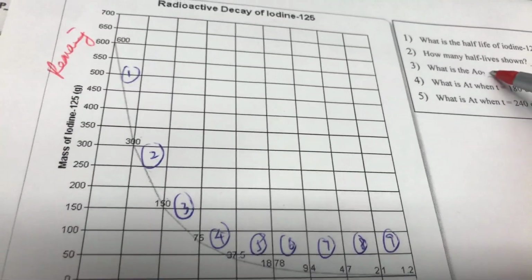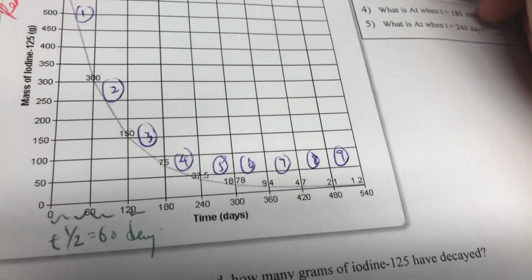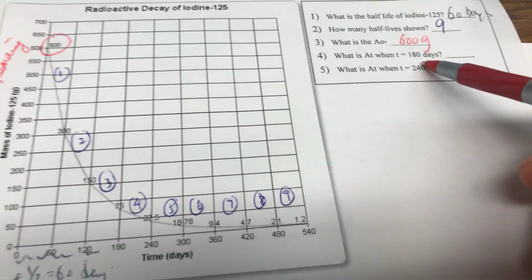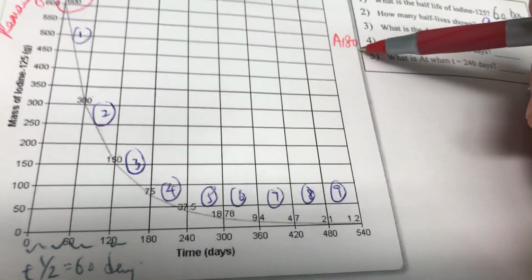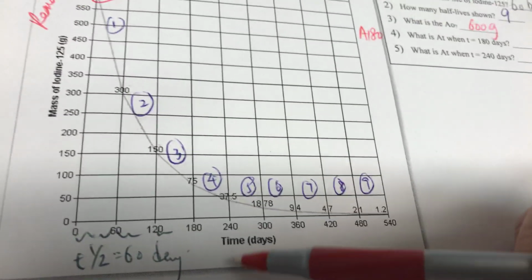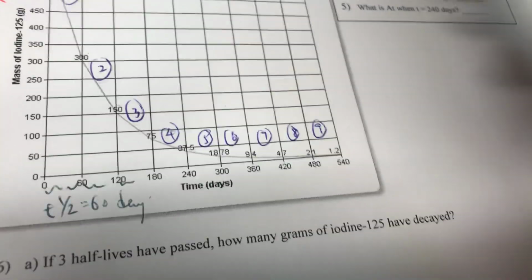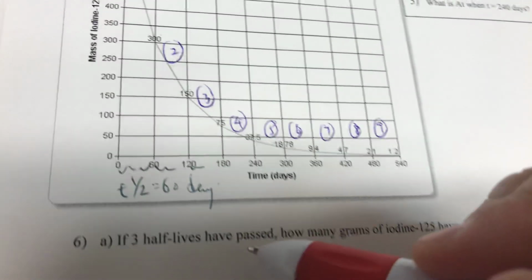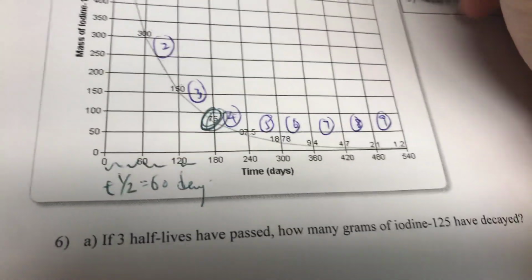Now, what is A0? A0 means the initial amount, the original amount. So that will be the starting original amount, which is 600 grams. And what is A(t) when t is 180 days? That means you're looking for A(180), the amount at time 180. When the time is 180, the amount is 75 grams.